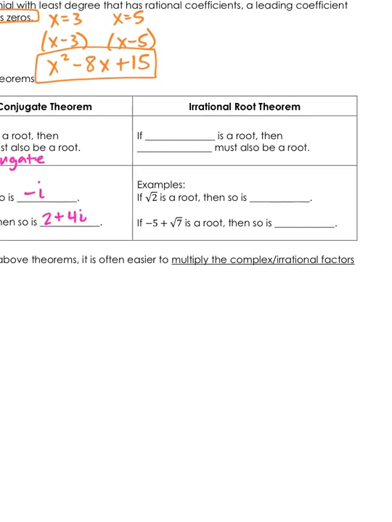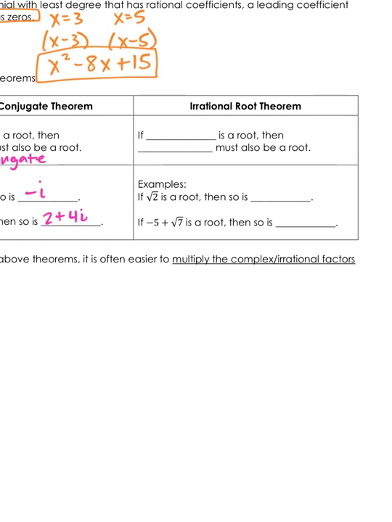So the same thing is true with radicals. This is called the irrational root theorem, so this is when we're dealing with radicals. If a plus radical b is a root, then the conjugate, remember we're changing the sign, but this time instead of changing it in front of the imaginary number, we're going to change it in front of the radical. So then a minus radical b must also be a root.